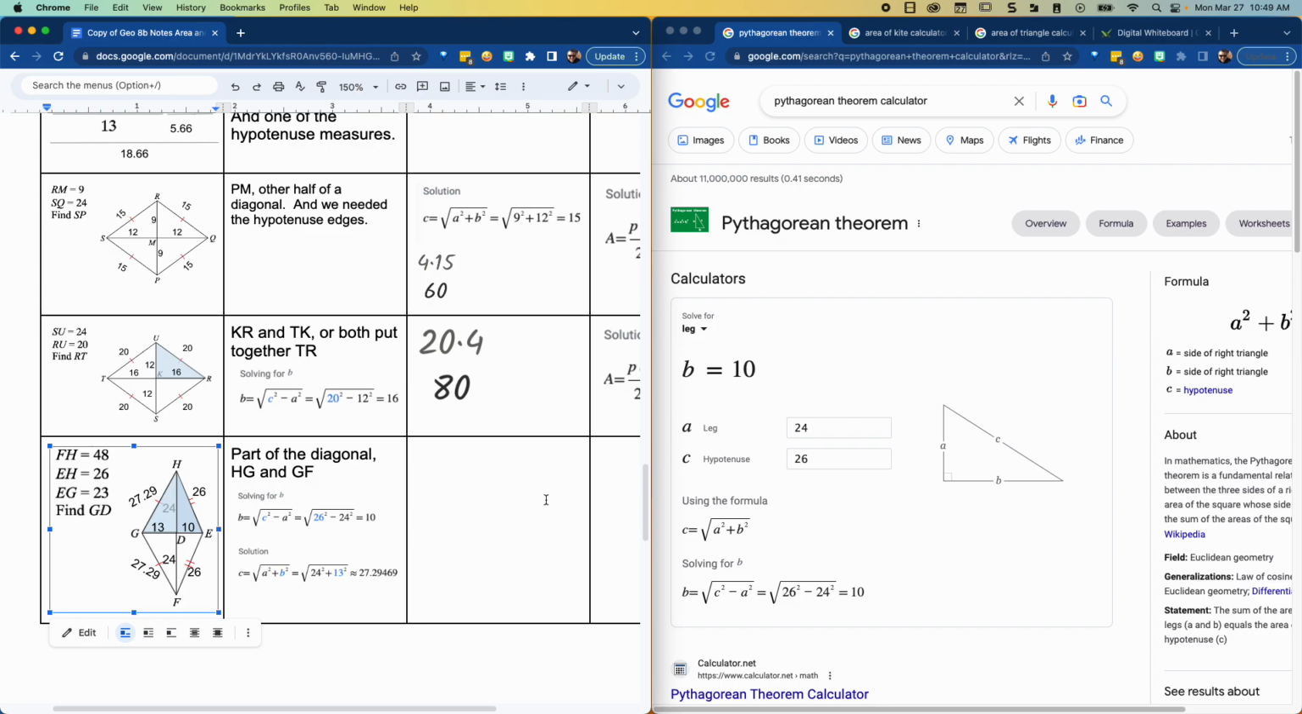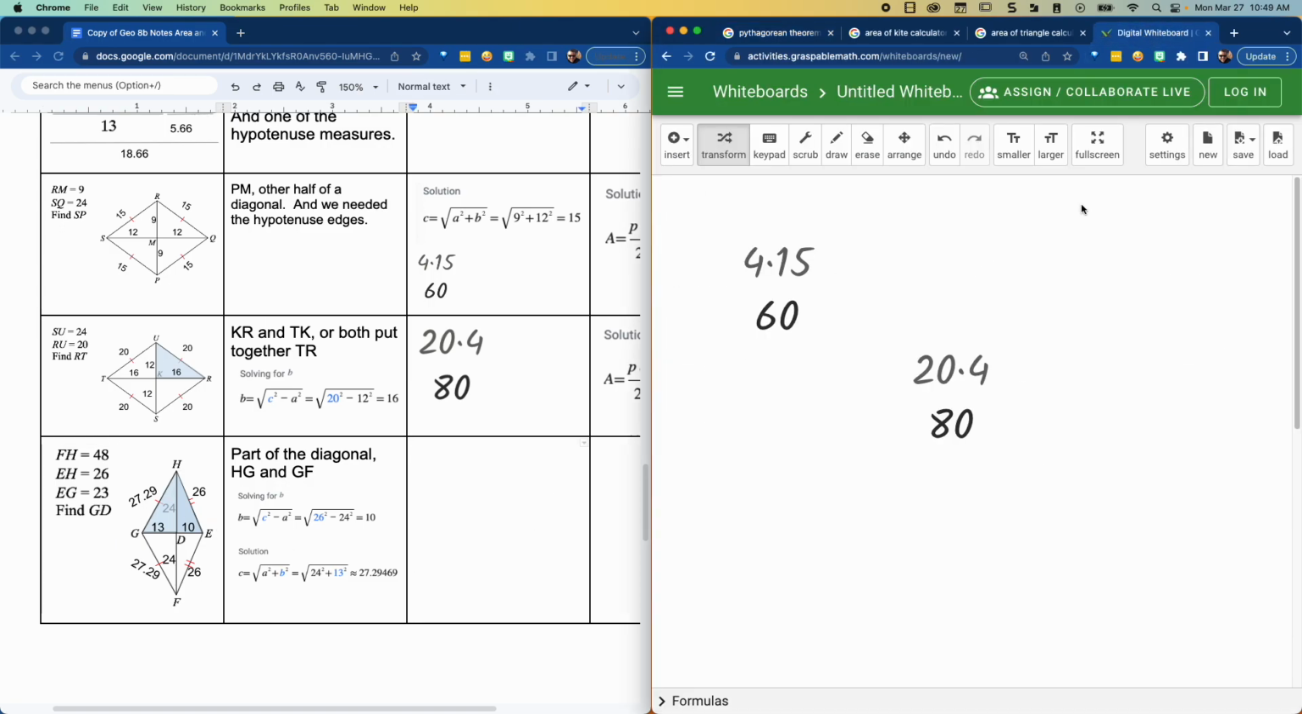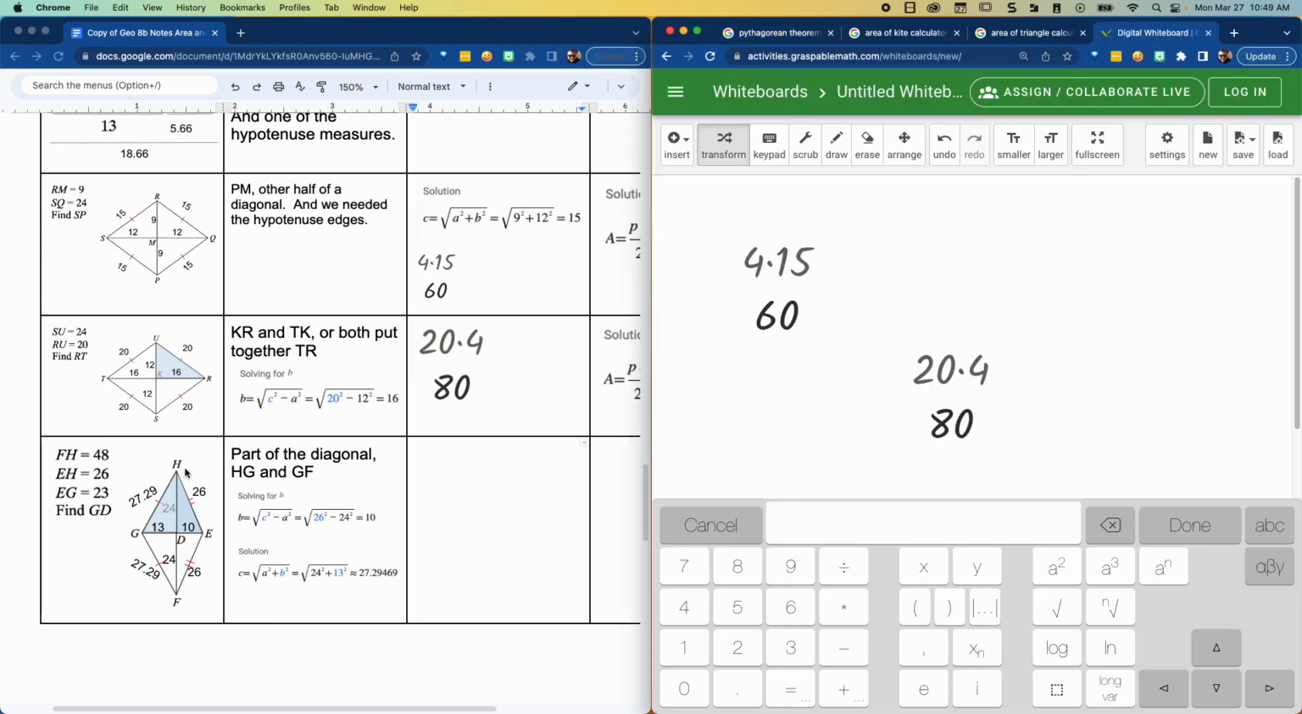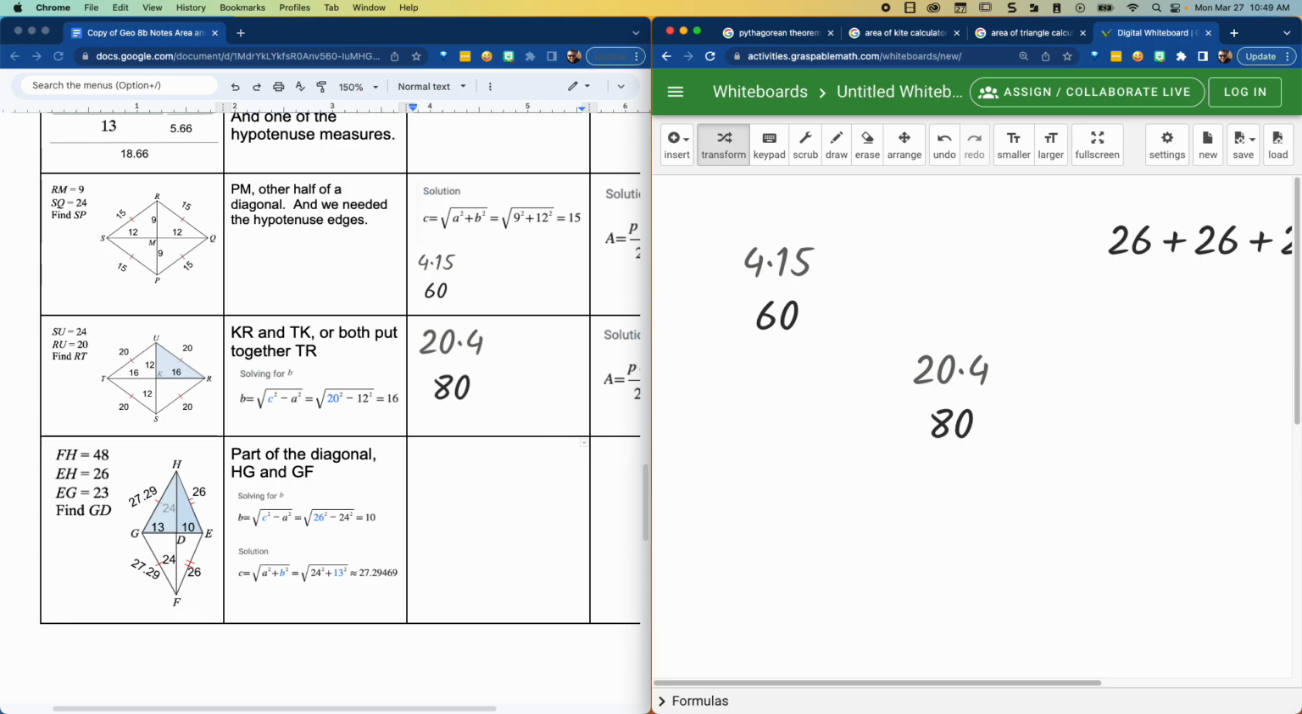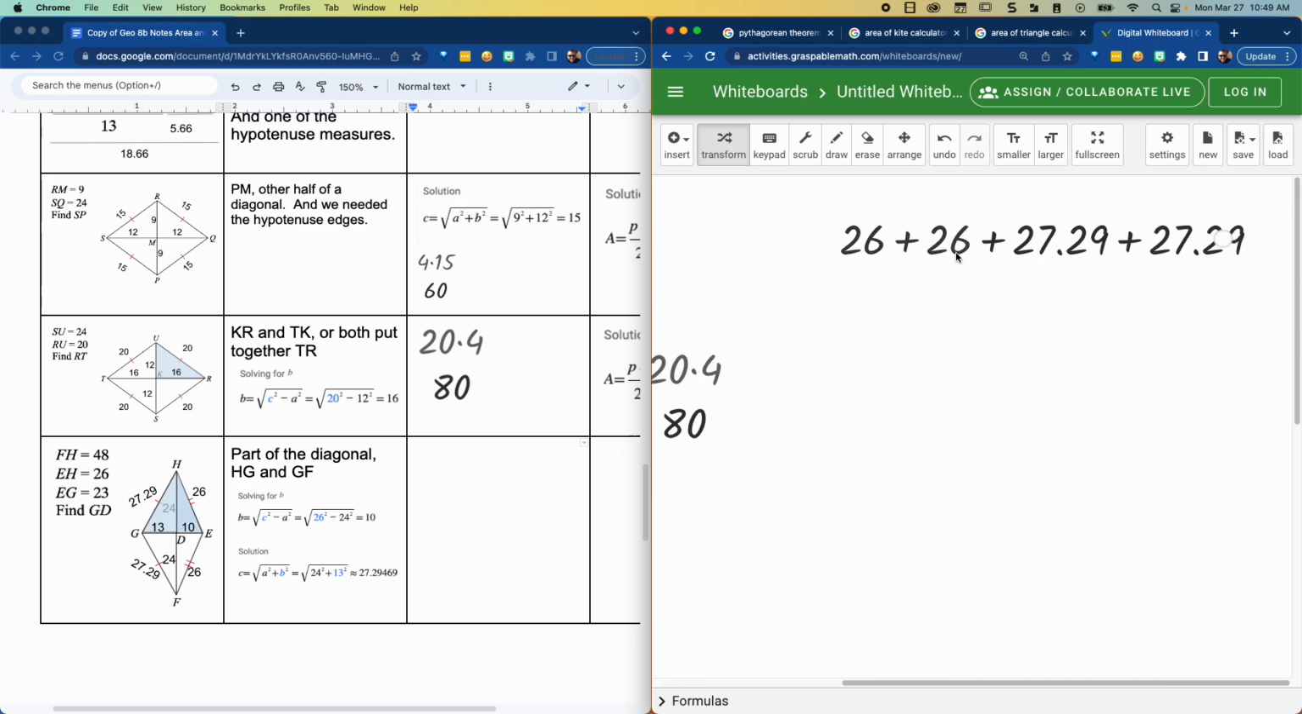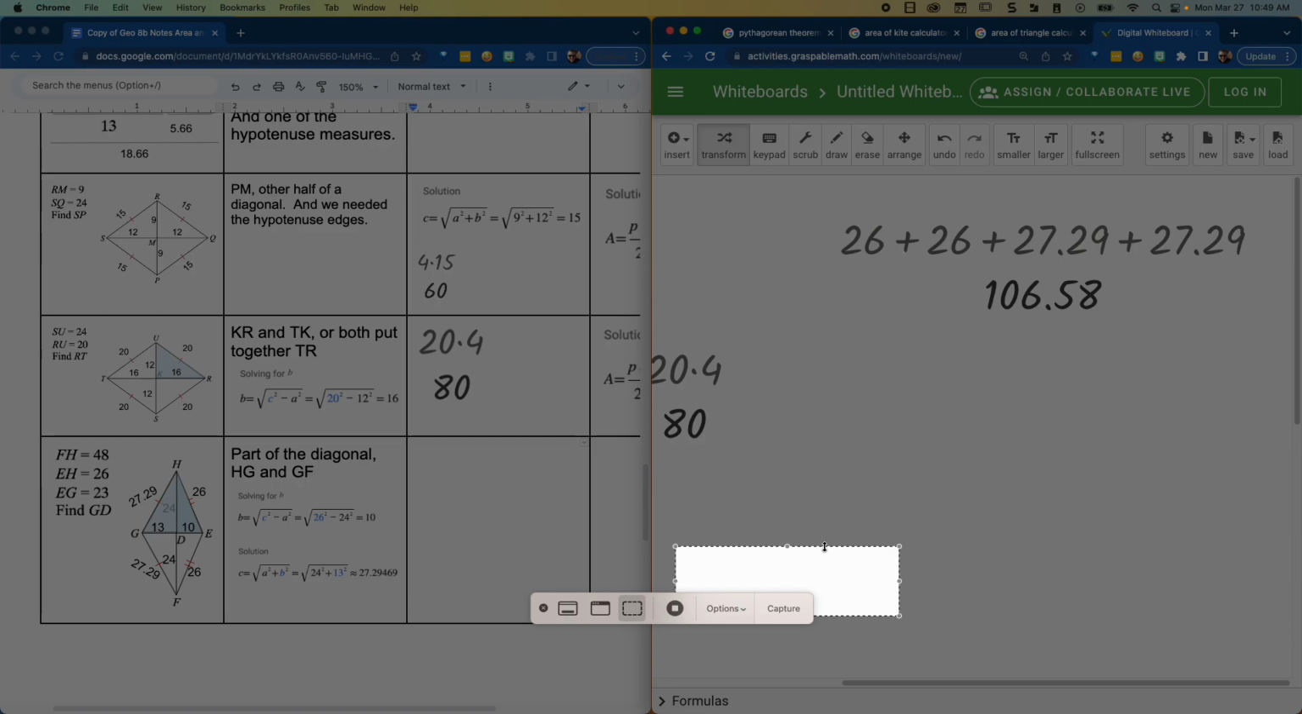To find the perimeter, I have to calculate all these outside edges put together. So I'm going to say 26 plus 26 plus 27.29 plus 27.29. It's just a bunch of adding, and eventually we get to 106.58.